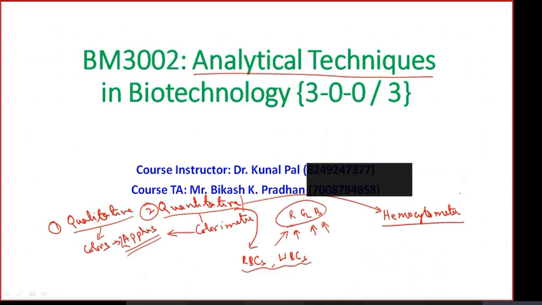A hemocytometer is nothing but something similar to a glass slide, and there is a grid. I am not going into the details of this. The grid is divided into 4 parts, and over there we take a specified volume of blood, dilute it to a specified volume, add it onto this grid, and then go for the analysis.